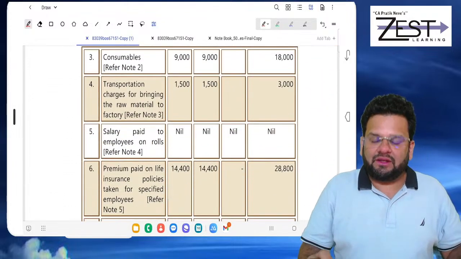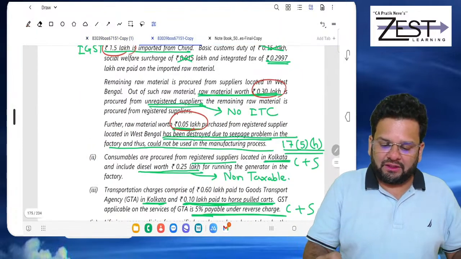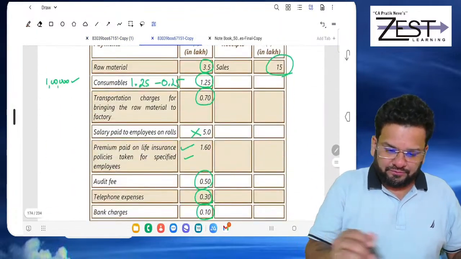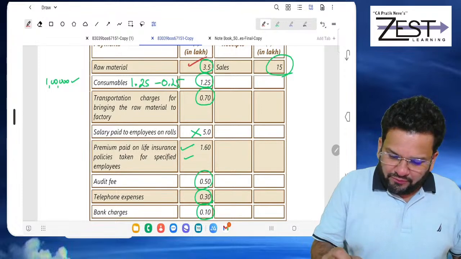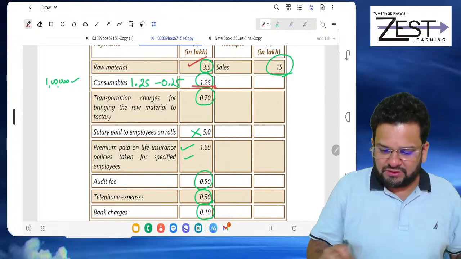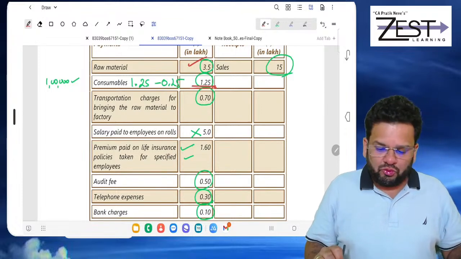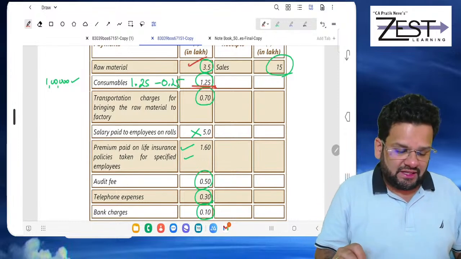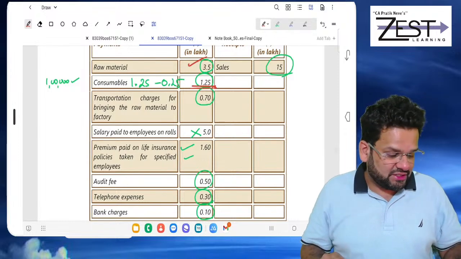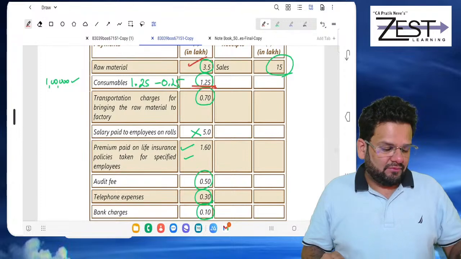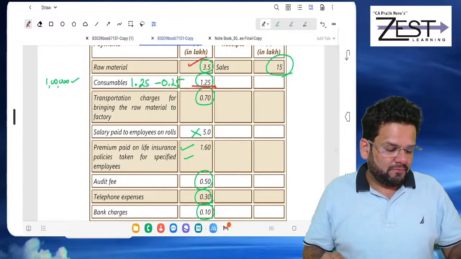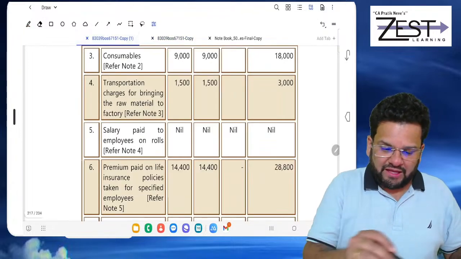After raw material, you go to the next item in the list. Next item in the list is consumables. But you know that you have to subtract 0.25 of diesel. On diesel there is no GST. So remaining is 1 lakh. So can you do 1 lakh into 9%?